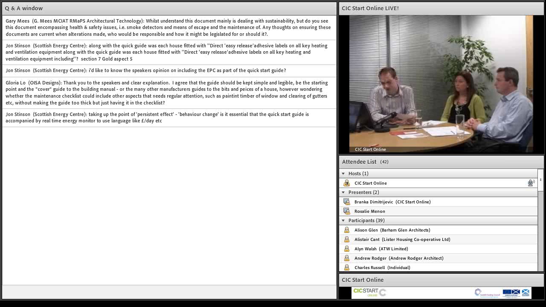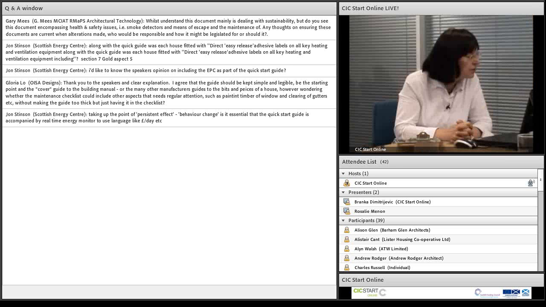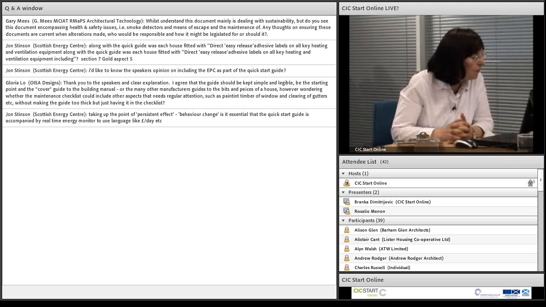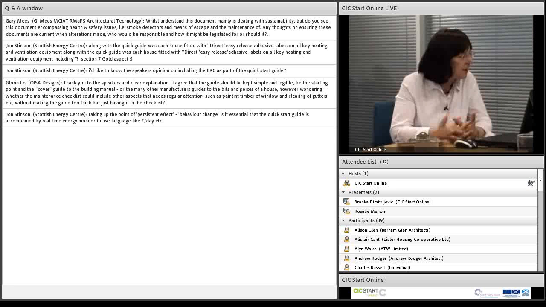Here is a question from John Stinson of Scottish Energy Centre. Taking up the point of persistent effect and behaviour change, is it essential that the Quick Start Guide is accompanied by a real-time energy monitor to use language like pounds per day, etc.?